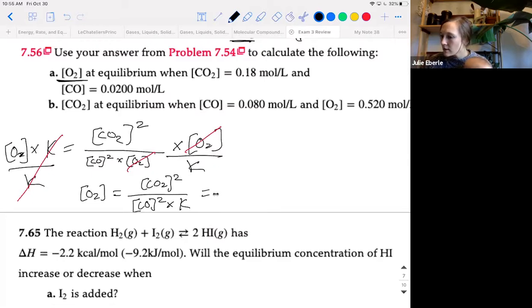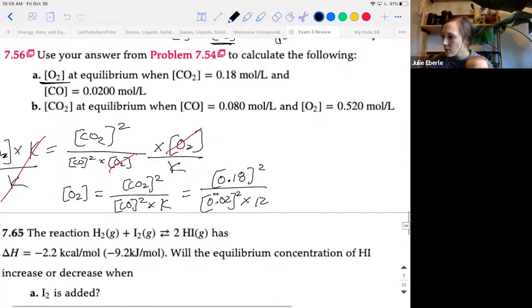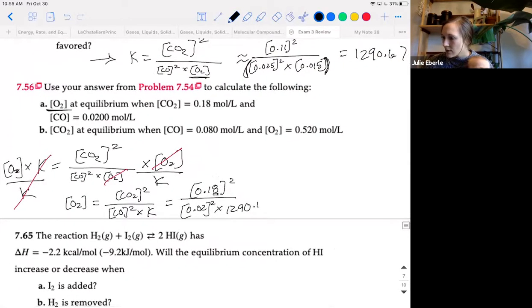So that looks like this. 0.18 squared on bottom, 0.02 squared, and then plug in K, what was it up above? 1290.67. And K does not have units. Okay, y'all plug that into your calculator. I'm going to see if he'll lay down real quick. Be right back. We'll see what answer we got.